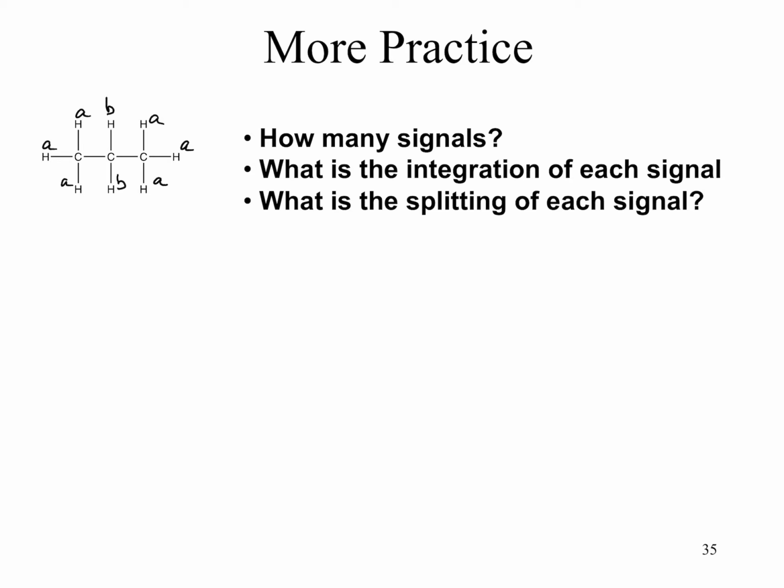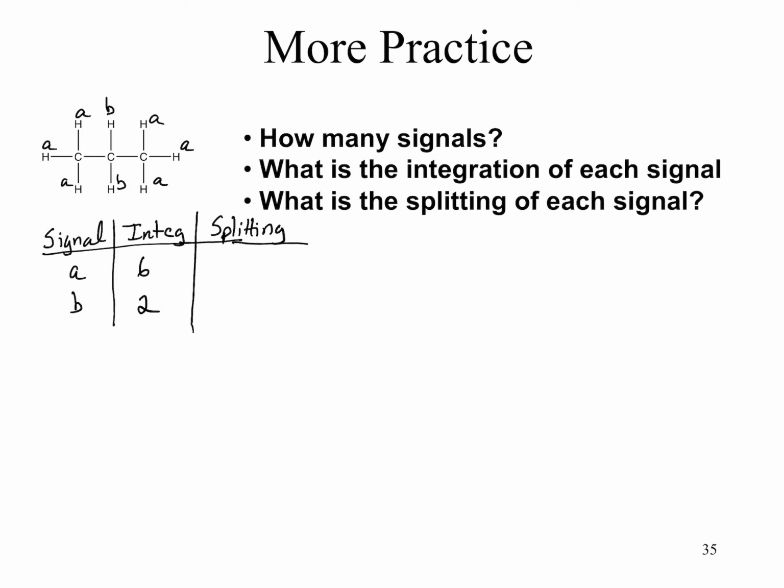So two signals. If we made a little chart here, we would say signals A and B. Here's the integration. Let's do integration here. What would be the integration of A to B, do you think? It should be 6 to 2. There's 6 HAs and 2 HBs. And now let's do splitting. There's two ways that we can do the splitting here, and I'll show you both ways, and you determine which one works best for you. So here's our molecule.